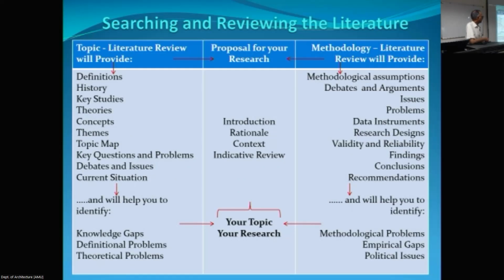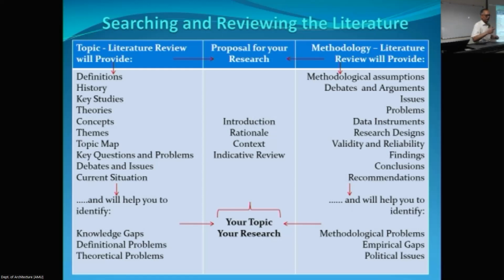And then your research topic, and then the methodology, how you are going to conduct your research: what kind of issues are there, what data instrument you will use, what research design, whether descriptive, exploratory, or causal, and how you will arrive at validity and reliability. There are various methods available, like Cronbach's alpha, which shows how consistent your answers are; that is called reliability. Once you have collected and analyzed the data, you write the findings and conclude, and based on that maybe make recommendations. So this is how the literature review helps you.